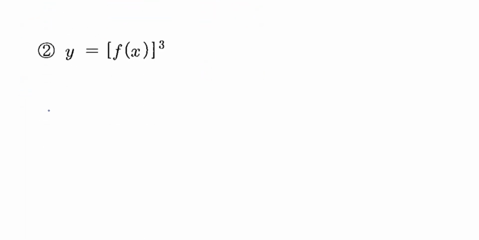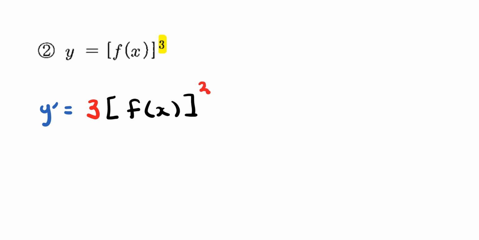For question number 2, this derivative might be a little bit easier than the first question. So I have a 3 there, so that 3 gets soccer kicked to the front by the power rule. And then everything remains the same inside the brackets, and then the power decreases by 1, which is 2. And then I multiply by the derivative of the inside, so the derivative of f of x is just f prime of x. And that's it for question number 2.